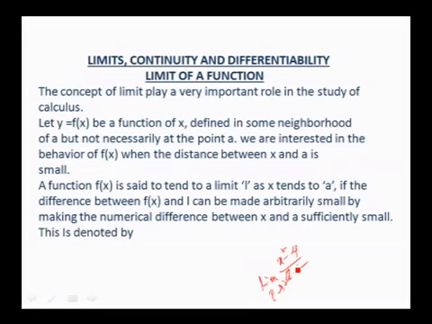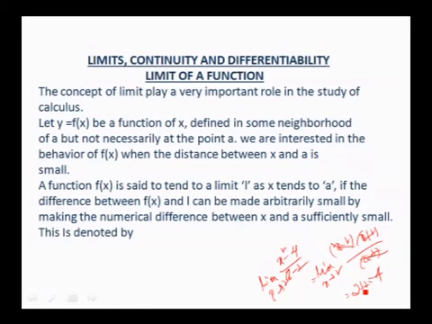This means when x is not 2, possibly when x is very nearly equal to 2, I can write this as limit x tending to 2 of (x minus 2) into (x plus 2) divided by (x minus 2). I can cancel x minus 2, and this is limit x tending to 2 of x plus 2, that is 2 plus 2, 4. So though f(x) is not defined at x equals 2, I can extend the definition by using this limit operation. So the concept of limit plays a very important role.